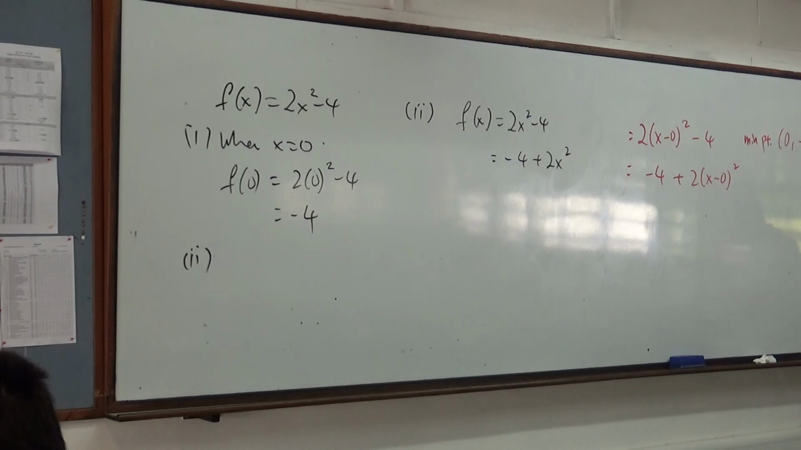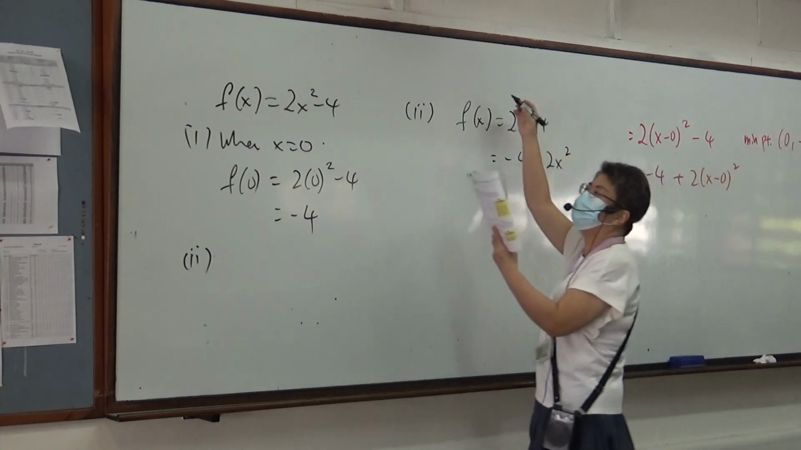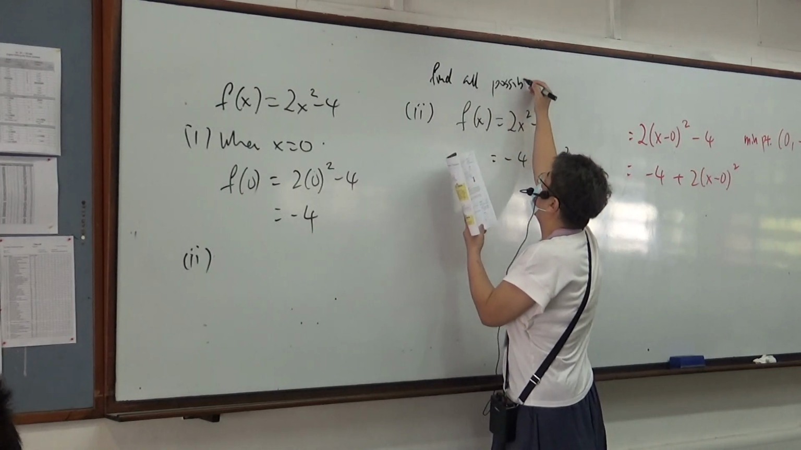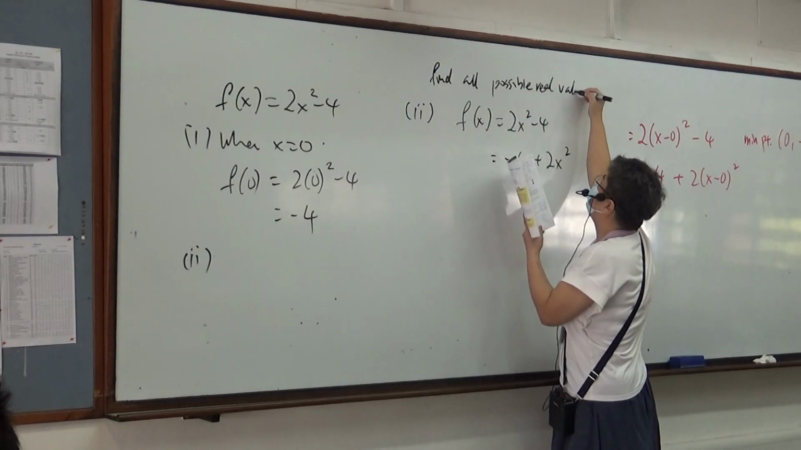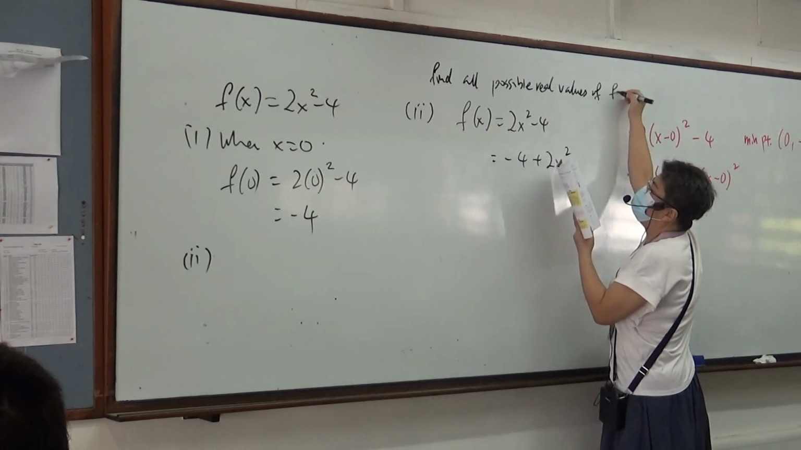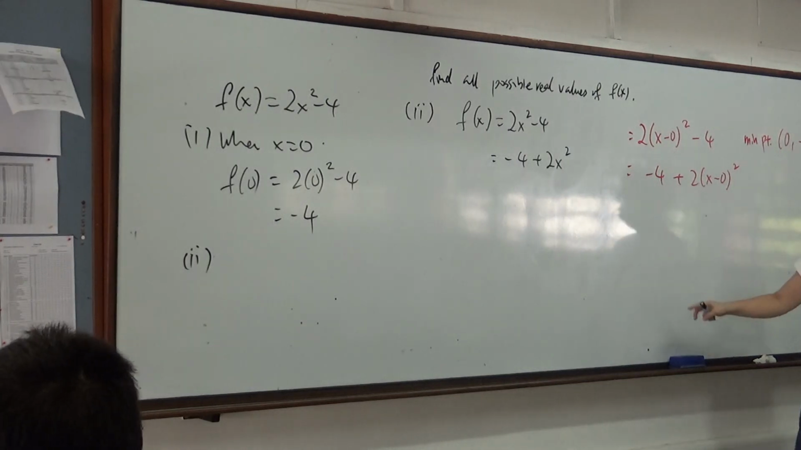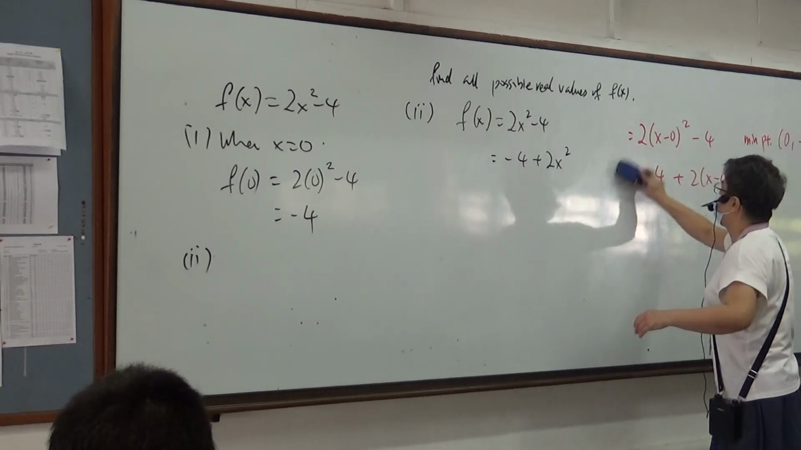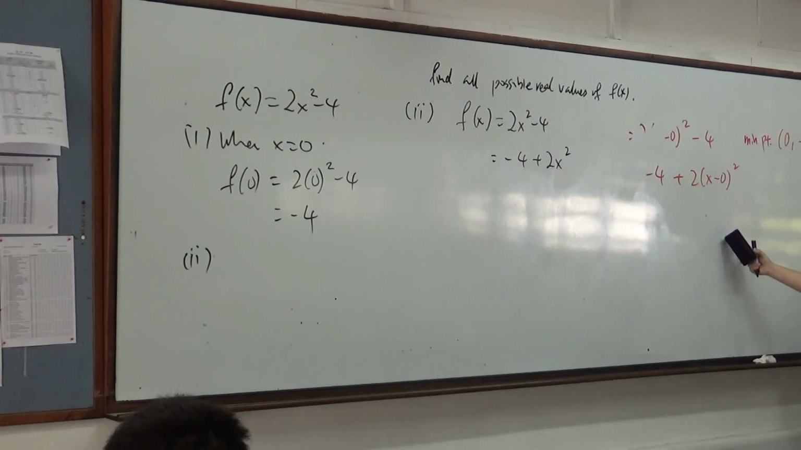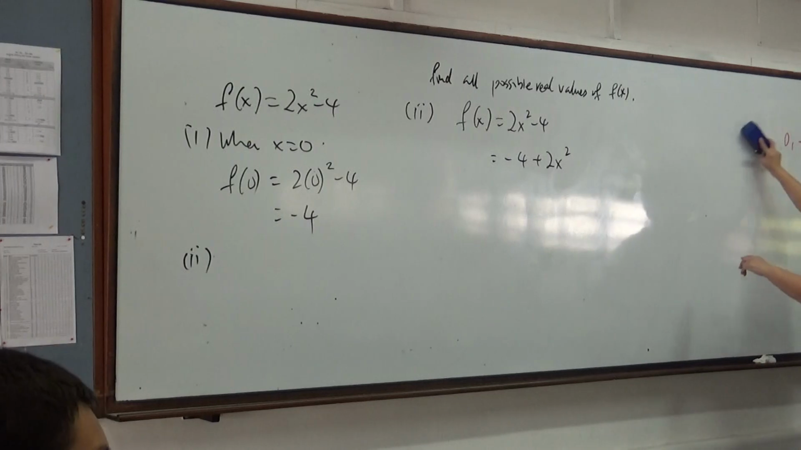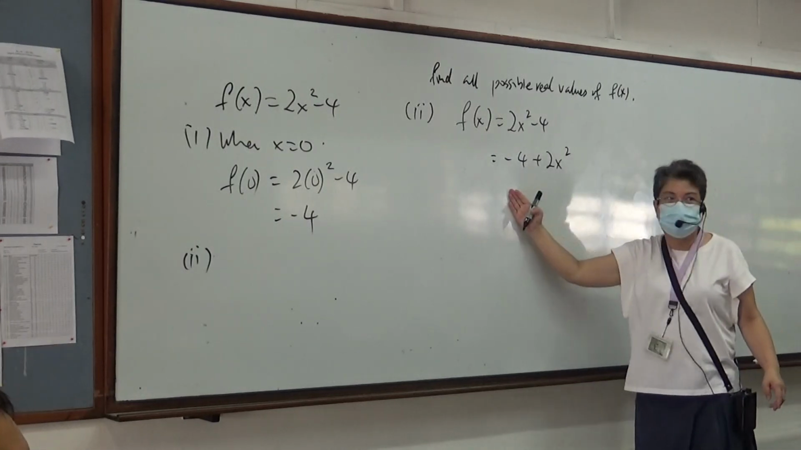Now, what do you mean by part 2 when they say find all possible real values of f(x)? That means what can f(x) be? Now you look at this thing. Are you okay with this one, the equivalence? Everybody okay? Now, I want everybody to look at this completed square form. Can you see I write it the other way?